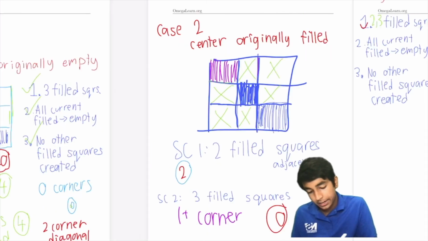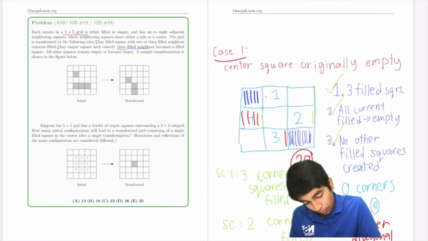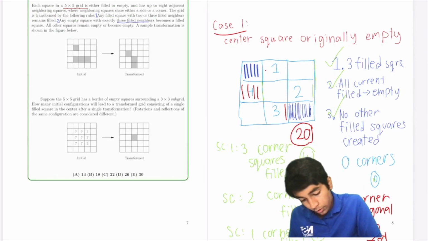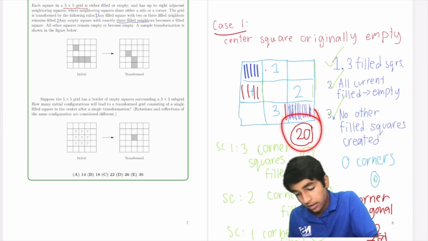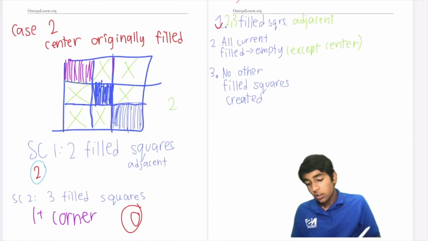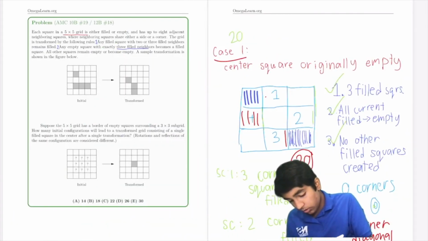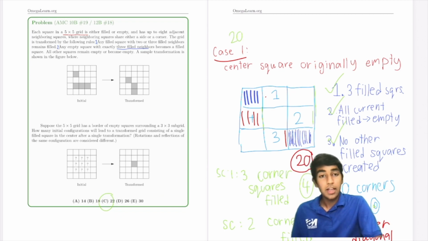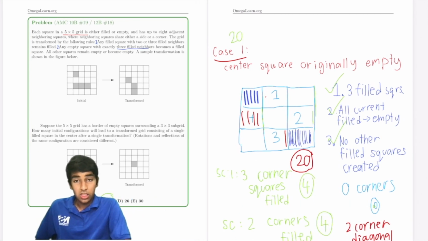And now we just add it up. We already found that the total for this page was 20. For this case, it was 20, and the total for this case is just 2. So the overall total is 22. And that's our answer. Now, I know this was a lot.